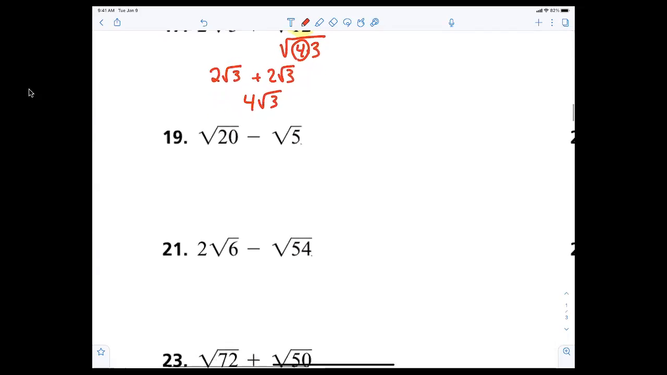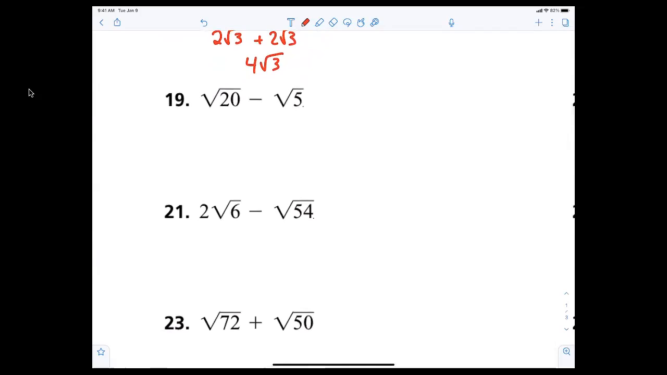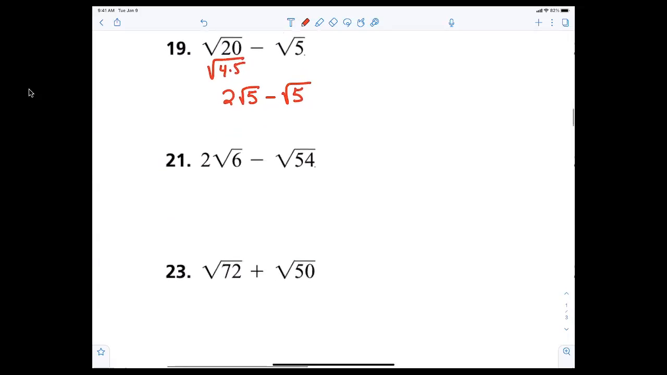All right, Rivers, what are we doing? So we break the 20 down to radical 4 times 5. Yep, good. And then the 4 is the perfect square, so we put 2, which makes it 2 radical 5 minus 5, so that goes 1, or just radical 5. Right. I don't mind you saying 1 radical 5 for now, but you're right. You don't necessarily have to put the 1 there.